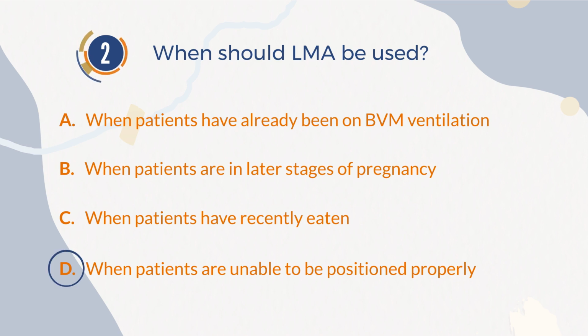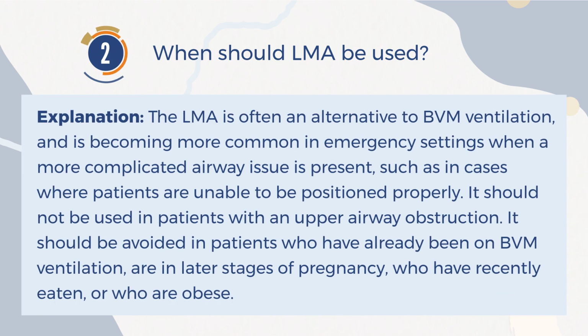When patients are unable to be positioned properly. Explanation. The LMA is often an alternative to BVM ventilation and is becoming more common in emergency settings when a more complicated airway issue is present, such as in cases where patients are unable to be positioned properly. It should not be used in patients with an upper airway obstruction. It should be avoided in patients who have already been on BVM ventilation, are in later stages of pregnancy, who have recently eaten, or who are obese.